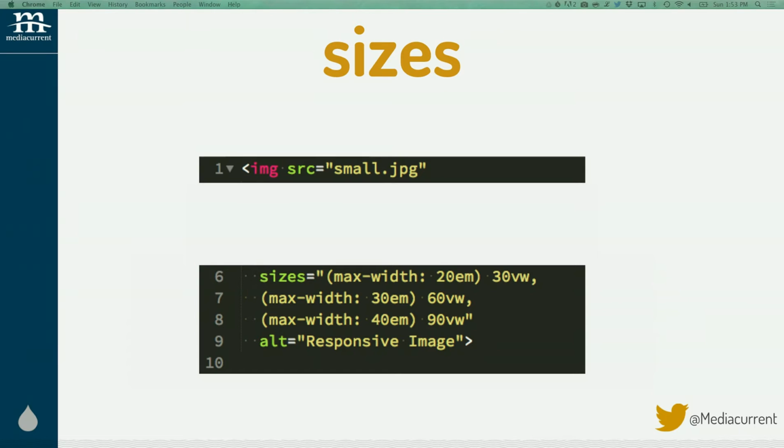Yes? In this example, if you had a viewport that was greater than 40 ems, would you get the small image? That's a very good question.